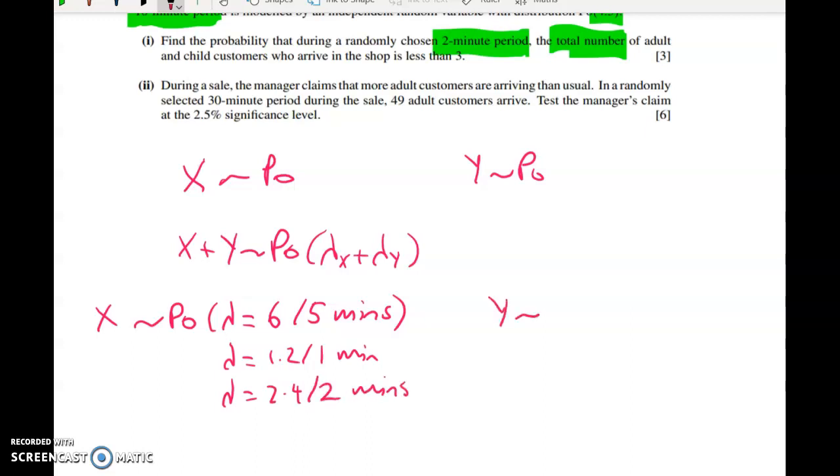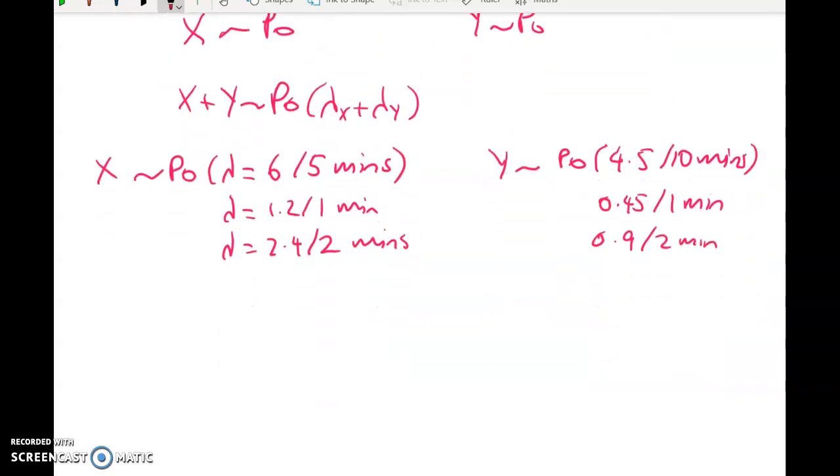And we can do the same thing with the child Poisson. So it's Poisson of 4.5 for 10 minutes. It's 0.45 for 1 minute. And it's going to be 0.9 for 2 minutes. So x plus y for 2 minutes is distributed as a Poisson with a lambda of 3.3.